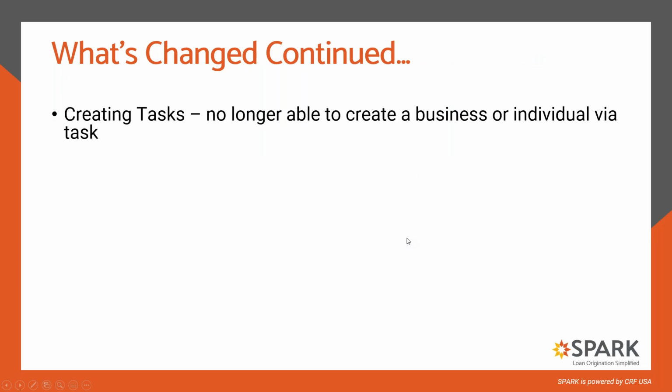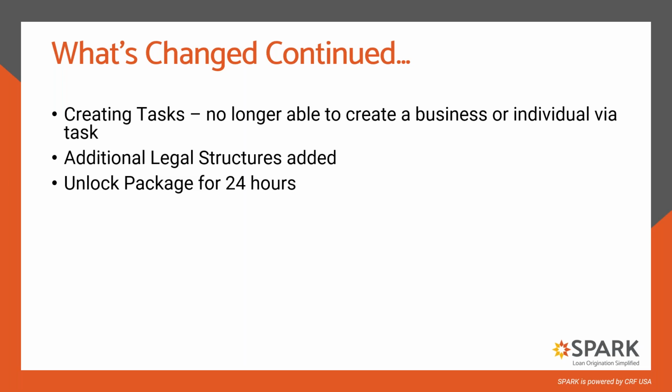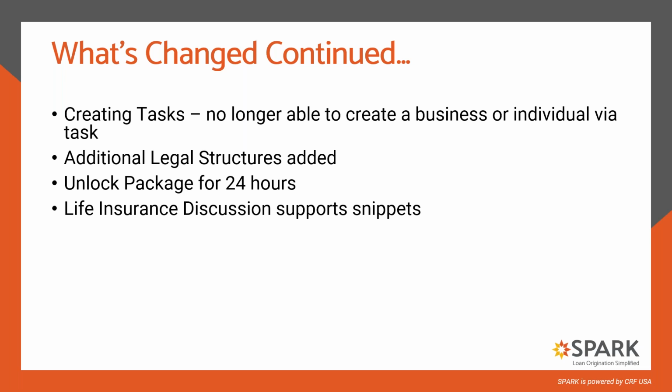You no longer have to create a business or individual via a task. We just used to have that ability, and that will no longer be available to you. We also added a few additional legal structures, and you can now unlock a package for 24 hours. We've got a life insurance discussion widget that now supports snippets, whereas before it was just a standard field.